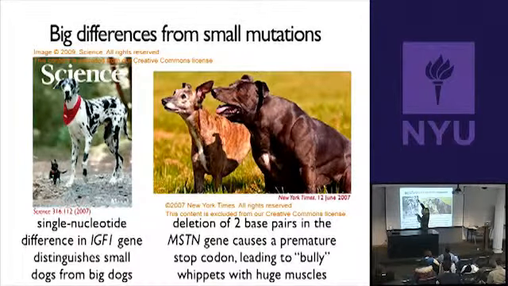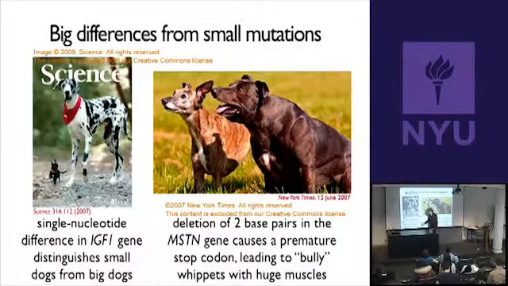It turns out that the difference in size between a dog like this and a dog like this is mostly due to one single nucleotide in their genome changing. And that single nucleotide is in a gene called IGF-1. That stands for insulin-like growth factor 1.